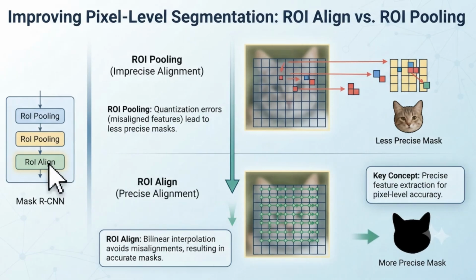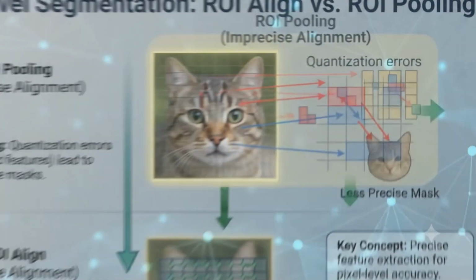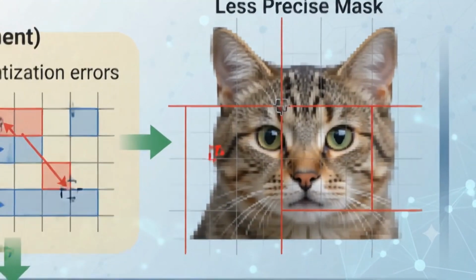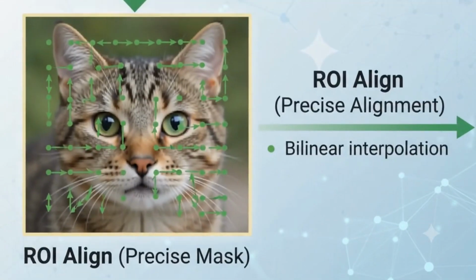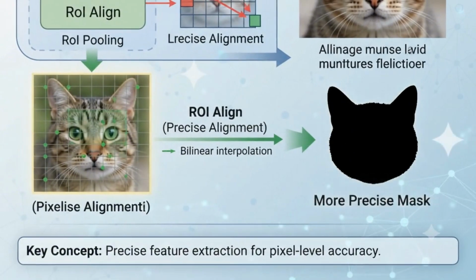Mask RCNN also replaces ROI pooling with a more accurate operation called ROI align. ROI align avoids some of the small localization errors introduced by ROI pooling, making pixel-level segmentation much more precise. The idea behind ROI align is quite interesting and deserves its own dedicated video. So to keep this video focused on object detection, we'll leave the implementation details for another time.